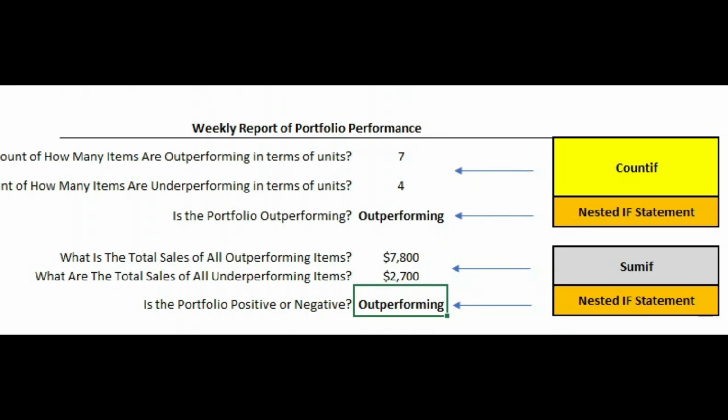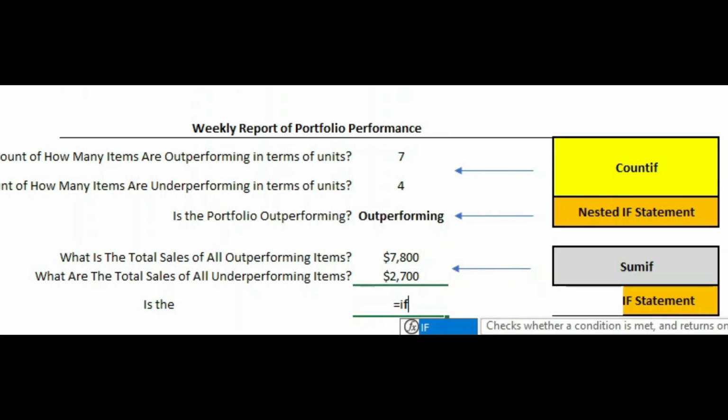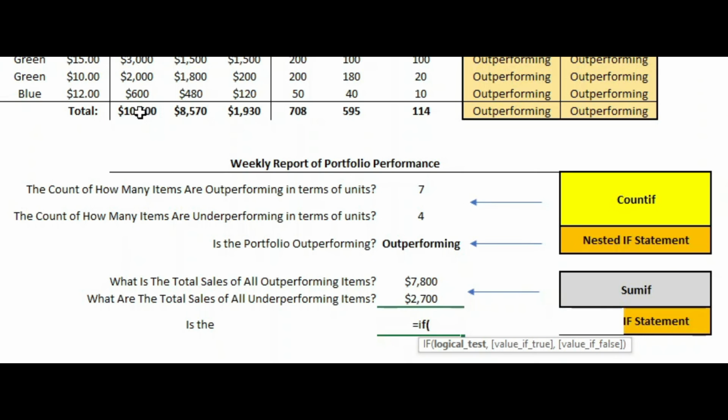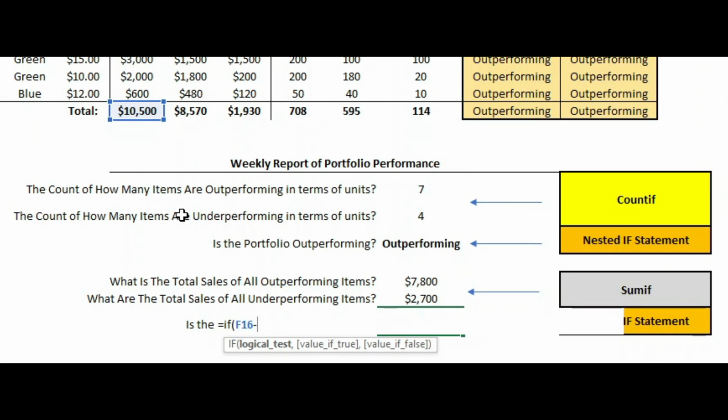So now we're going to do a nested IF statement to answer our last question. Is the portfolio positive or negative? So we're going to put equals IF, parentheses. We'll click on this year's total sales, put a greater than, last year's sales, comma, put quotes, the word positive, because it wants to know if it's positive or negative.